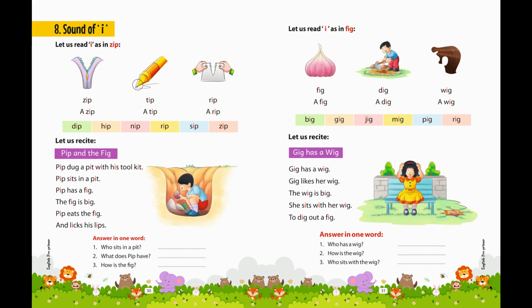Gig has a wig. She likes her wig. The wig is big. She sits with her wig to dig out a fig.